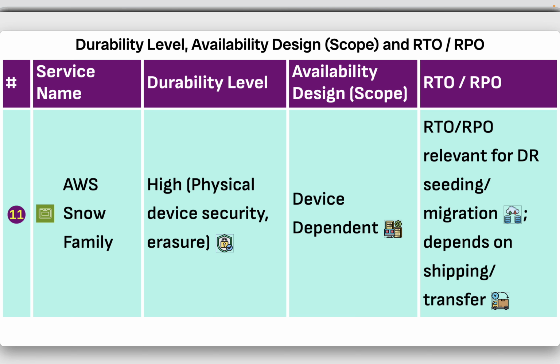Next, we have the AWS Snow family. Durability is high, with physical device security and erasure as features. Availability depends on the device, because we have 2-3 types of device like Snowmobile, Snowcone, and Snowball Edge. RTO, RPO, it is relevant for disaster recovery, seeding, and migration, and depends on the shipping and transfer.